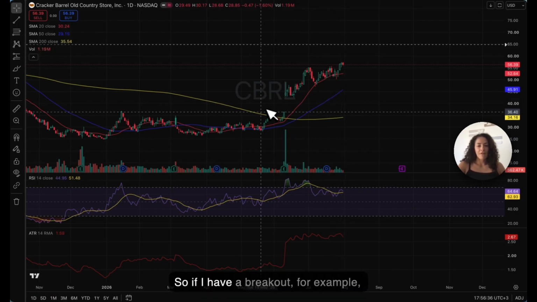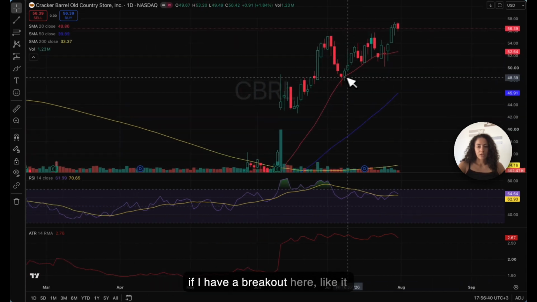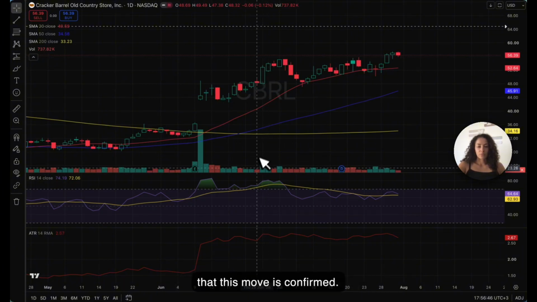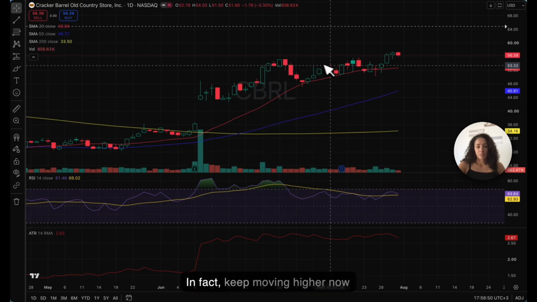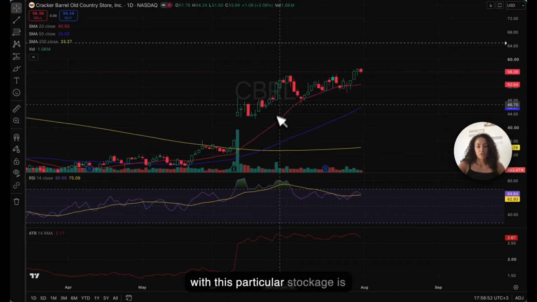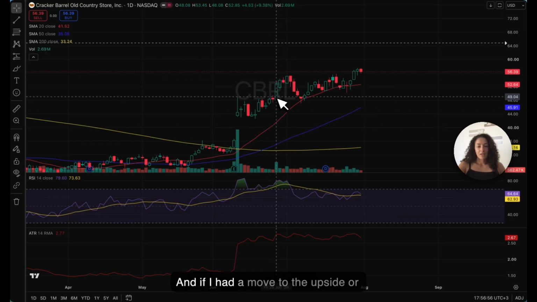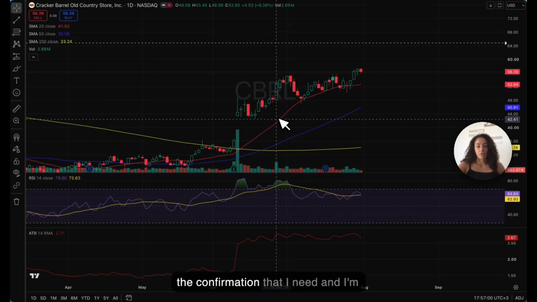So if I have a breakout, like the one that happened here, with high volume, I know that this move is confirmed. There's somebody behind the move, and I can trust it. In fact, it kept moving higher. Now, this particular stock is just pausing, but it didn't fall apart, did it? And if I had a move to the upside or a breakout with low volume, I don't have the confirmation that I need, and I'm definitely not going to go long.